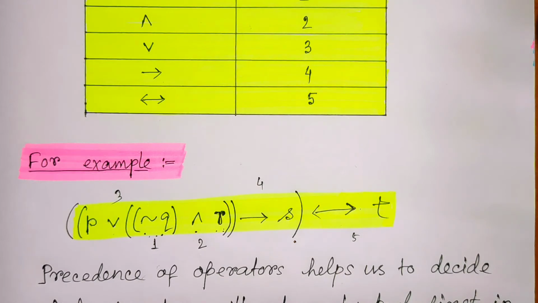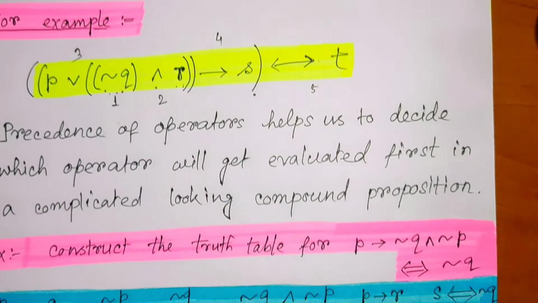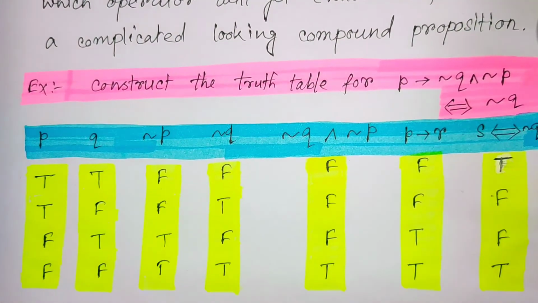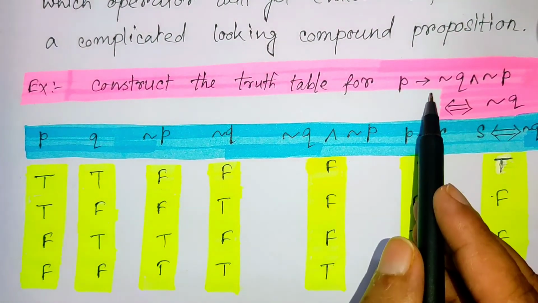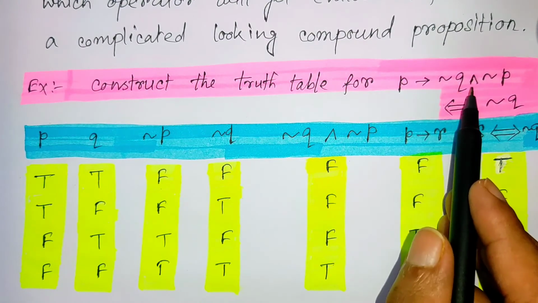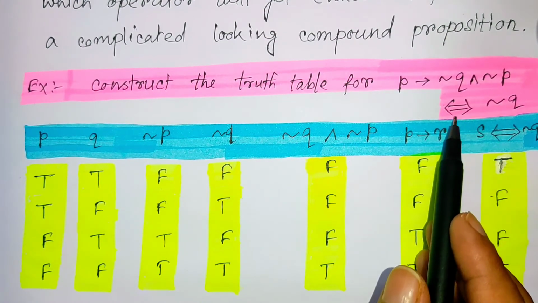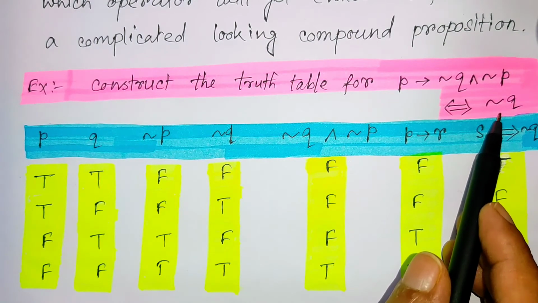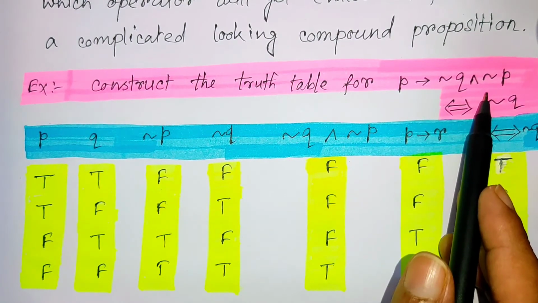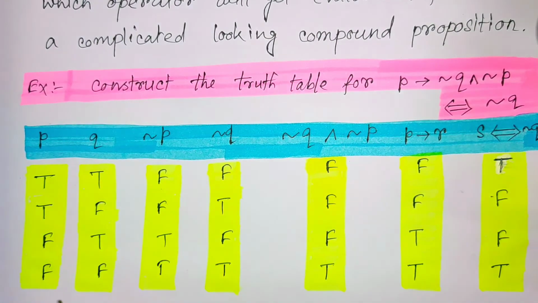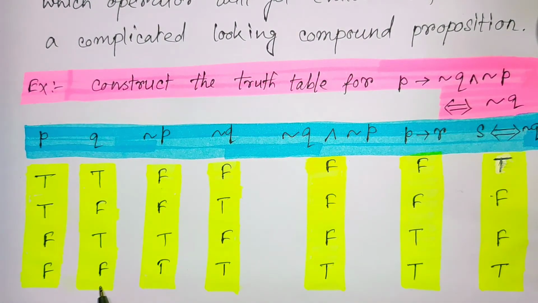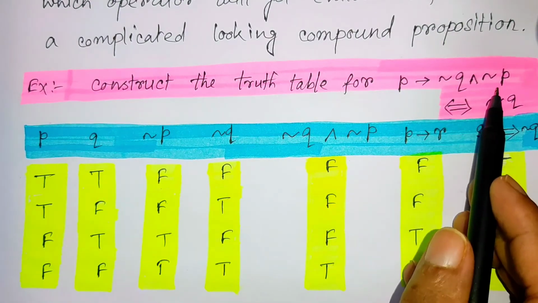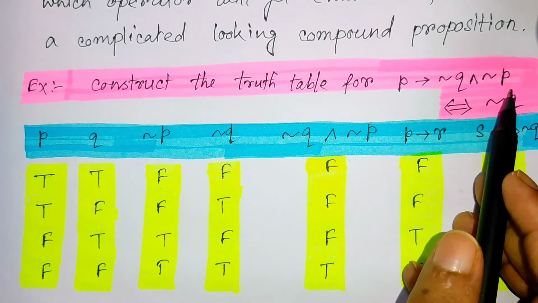I hope it is clear. Let us do an example so that it becomes much clearer. Here the expression is given: P implies not Q and not P, and that is biconditional with not Q. So what should be its outcome? Here only 2 propositions are there, P and Q, and these are the truth values for them. And we have to compute not P and not Q, because they are used over here.